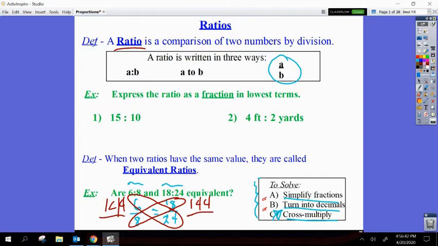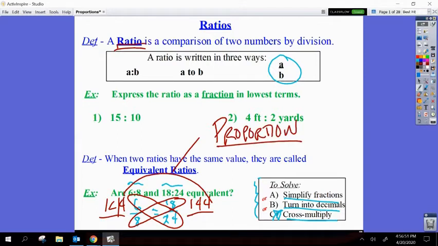So the cross product of course means multiplication, in two equivalent ratios, the cross product is equal. When they are equal, that is the definition of a proportion. A proportion is two fractions that are equal to each other, two ratios that are equal to each other. So if it tells you that it's a proportion, that means that the cross products are equal. We could use that information to help us find one of the missing numbers if there is a missing number.